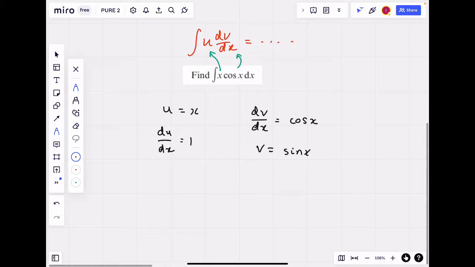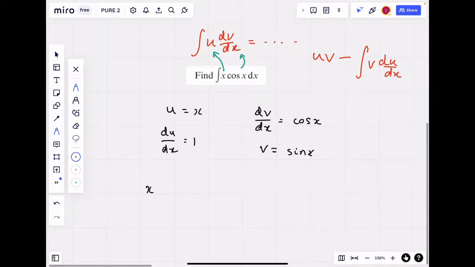Now that I have all the parameters, I can now plug into the second part, or the right hand side of the integration by parts formula. So it went uv minus integral of v du by dx. So u times v, x sine x, minus the integral of v, sine x, times du by dx, 1, dx. This is all equal to I, which is my integral.